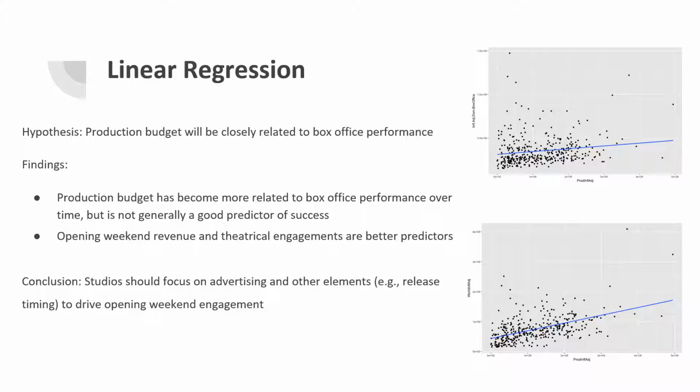Removing some of the outliers and redoing the analysis by decade, we found that production budget has become more related to box office performance over time. Performing further analysis, we found that opening weekend revenue and number of theatrical engagements were more strongly related to box office success. This makes sense, as we've probably all heard of big budget films that have bombed at the box office, while small budget films sometimes become big hits.